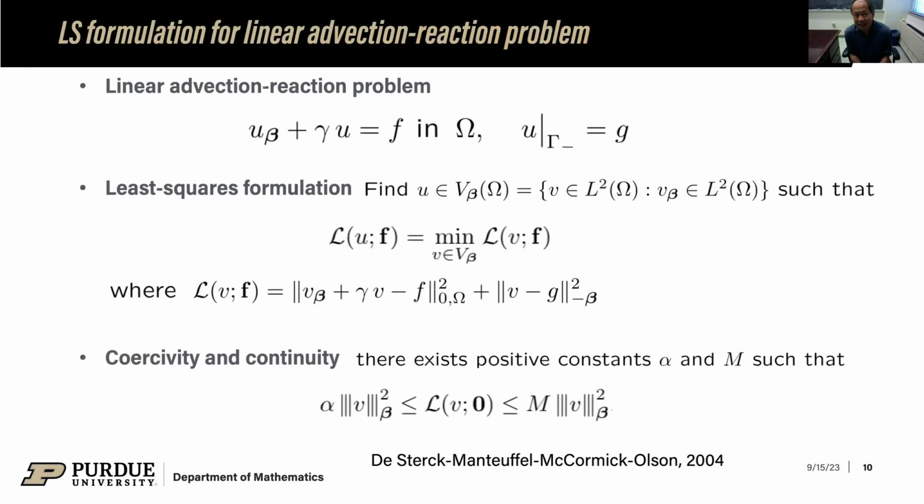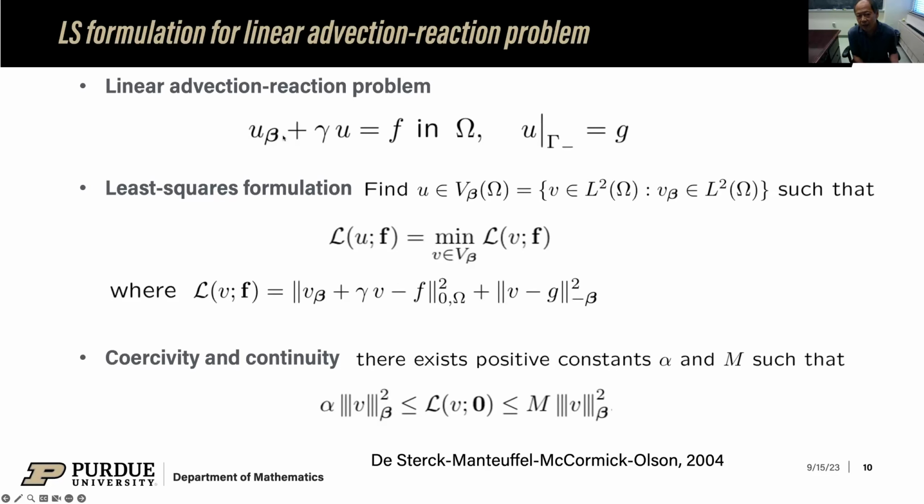So let's apply this neural network to solving the hyperbolic conservation law. The first problem I'm looking at is a linear advection reaction problem. I'm writing it in this way. So this is the advection term. This means the directional derivative of u along the direction beta.